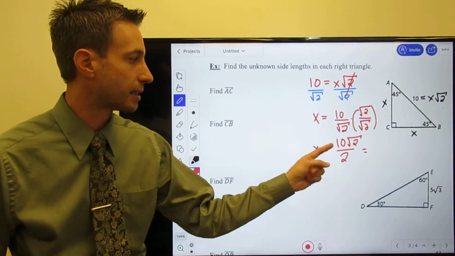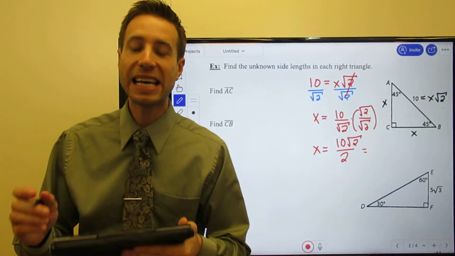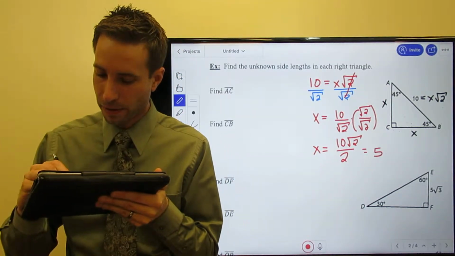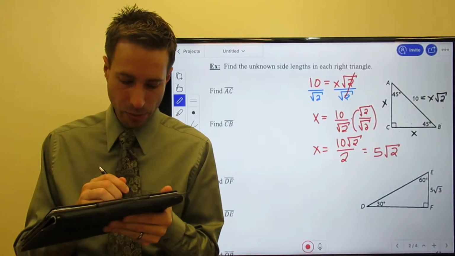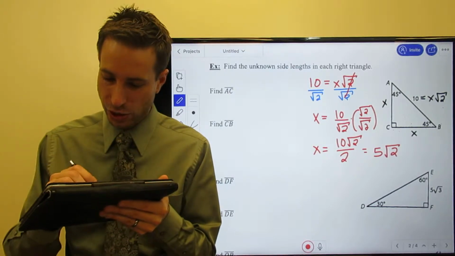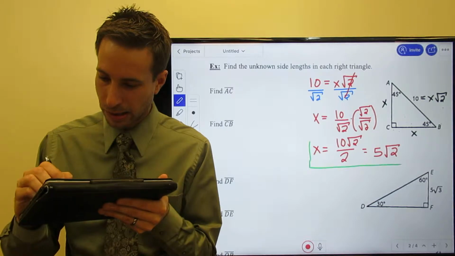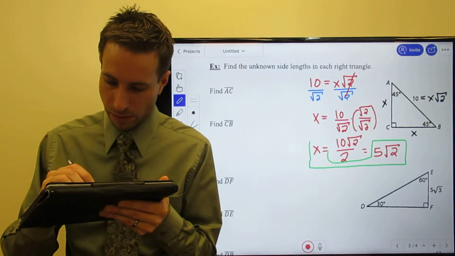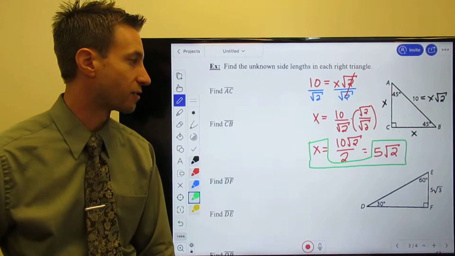And simplify. 10 divided by 2 is 5. 5 square roots of 2. Please remember what we just found. We just found the value of x. X is equal to 5 square roots of 2.